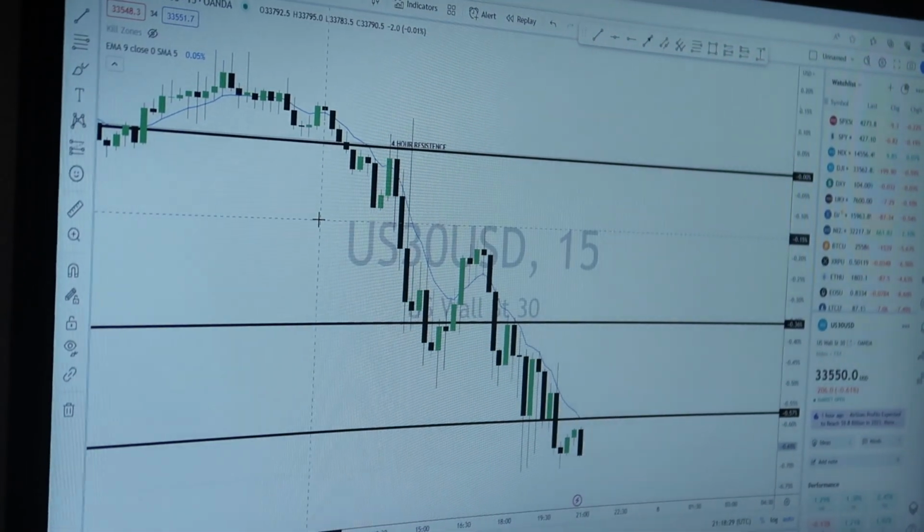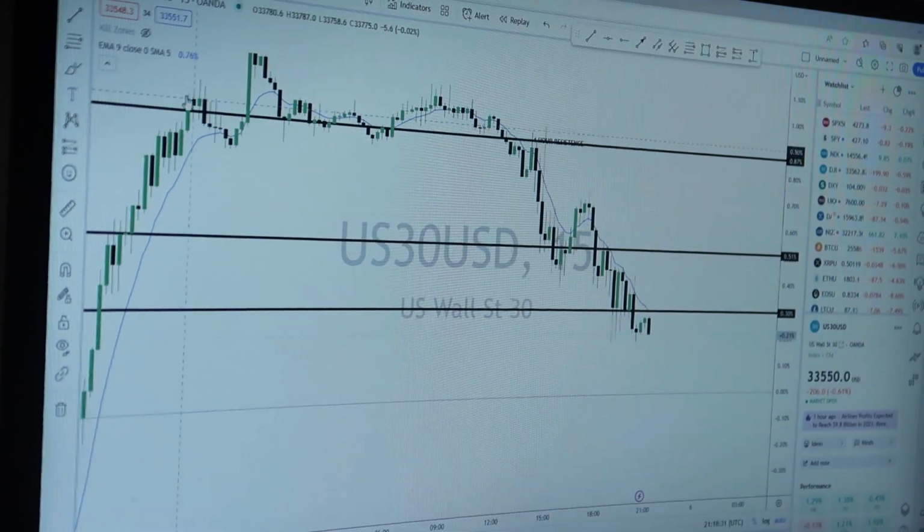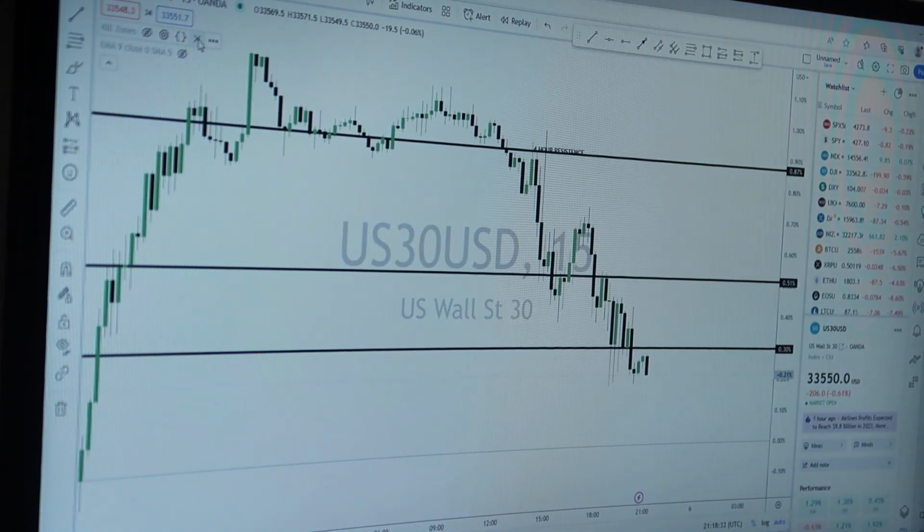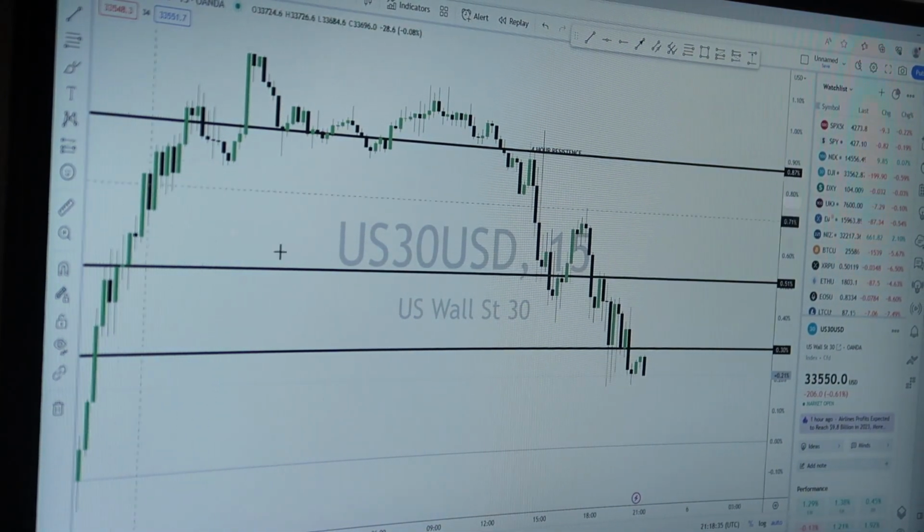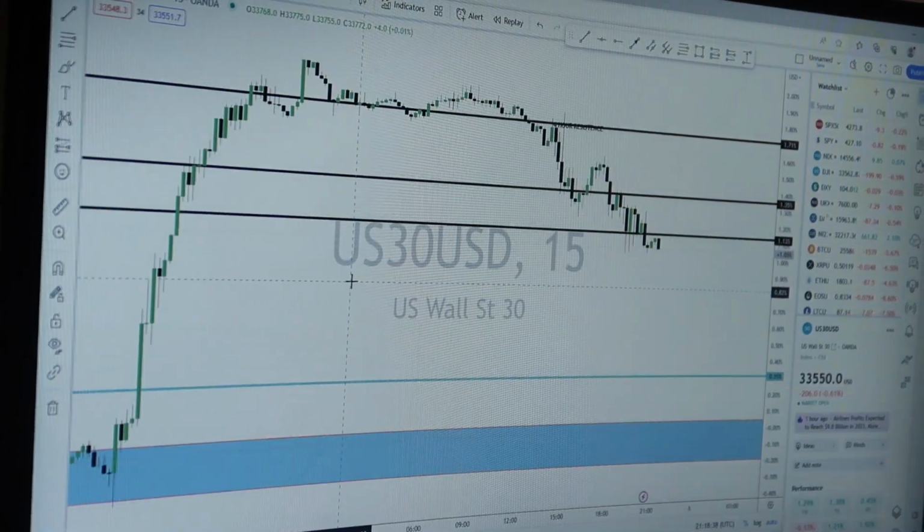I'm going to turn this camera around and show you guys what it is I'm looking at. I'm going to use US 30 as the example. Let me turn off all my indicators. I'm going to go ahead and erase them, and show you guys from scratch how I add them and everything.